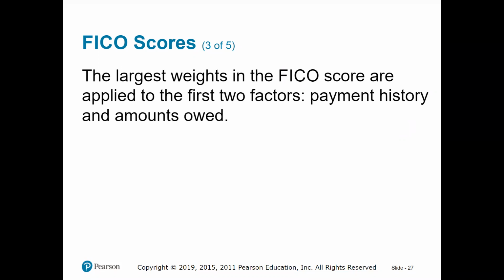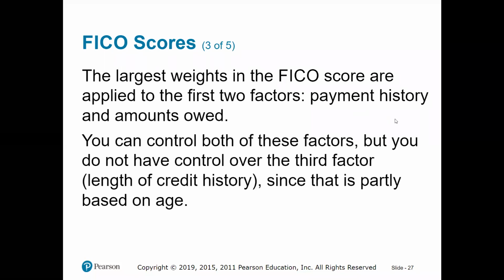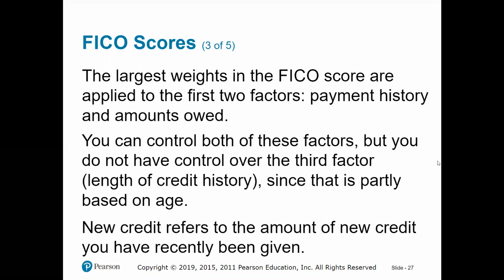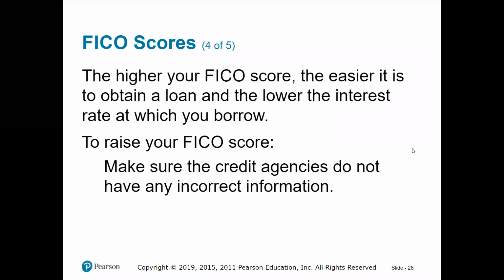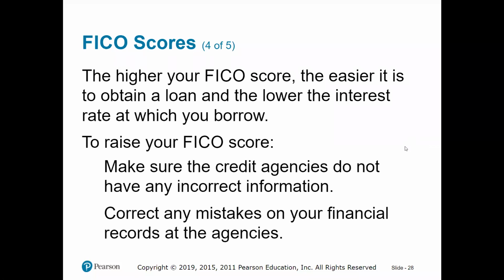All right. The largest weights in the FICO score are applied to the first 2 factors: payment history and amounts owed. You can control both of these factors, but you do not have control over the third factor, length of credit history, since this is partly based on age. New credit refers to the amount of new credit you have recently been given. The higher your FICO score, the easier it is to obtain a loan and the lower the interest rate at which you borrow.